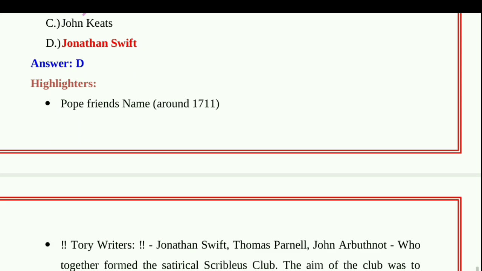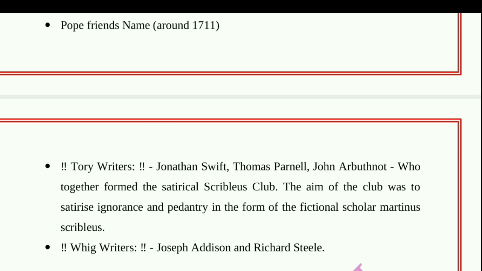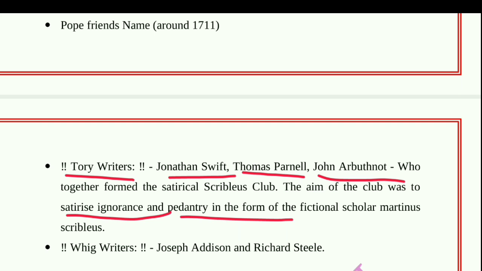Tory writers, Jonathan Swift, Thomas Parnell, John Arbuthnot, who together formed the satirical Scriblerus Club. The aim of the club was to satirize ignorance and pedantry in the form of the fictional scholar Martinus Scriblerus. In another party, that is Whig writers, we find Joseph Addison and Richard Steele.